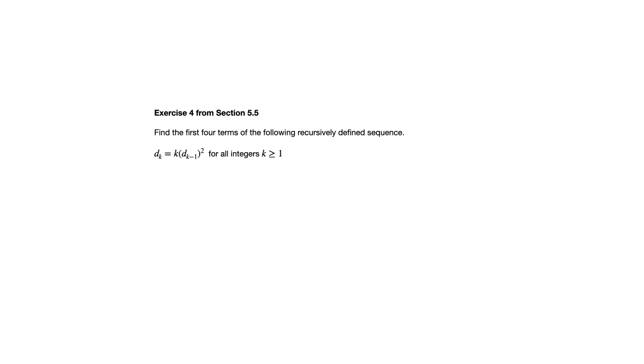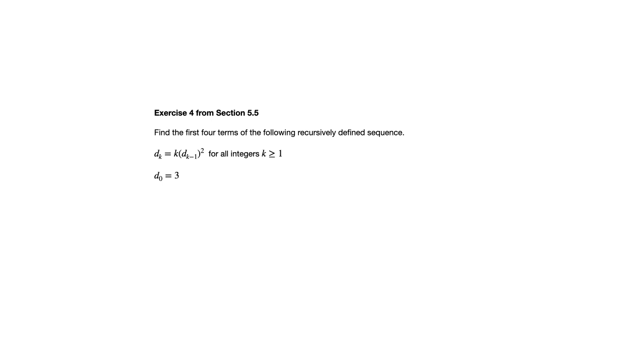Let's have a look at a couple of examples from section 5.5, starting with exercise 4. The instructions here are to find the first four terms of the following recursively defined sequence. So we've got a recurrence relation, d sub k equals k times the square of d sub k minus 1 for all integers k greater than or equal to 1. And then d sub 0 is equal to 3.